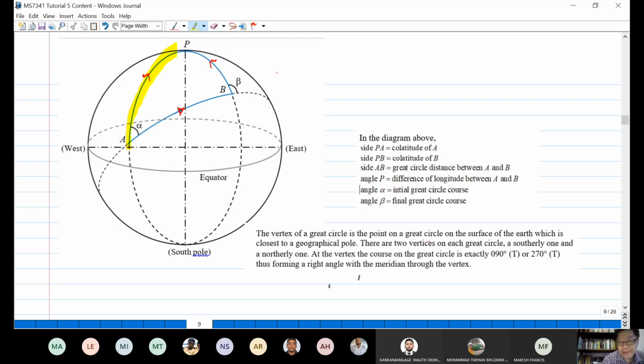So this distance PA, we have a name for this, we call it the co-latitude. The distance PA is the complement of latitude. That's why it's called co-latitude. Co-latitude means complement of latitude. This means 90 degrees minus latitude. And then PB is also called a co-latitude, the co-latitude of B. And then AB is the great circle distance from A to B. Okay, so this forms a triangle there.